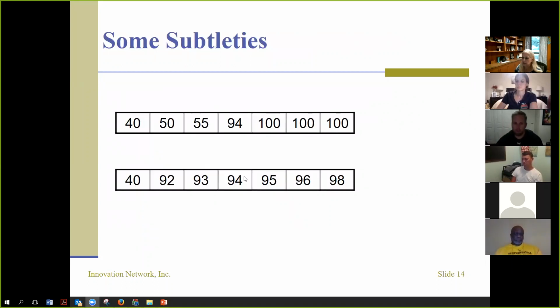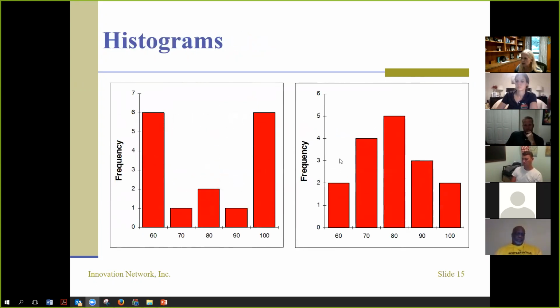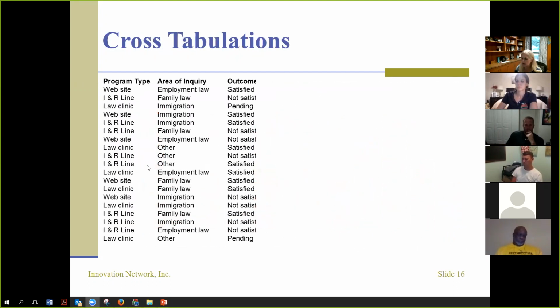And in the same case, you still have a median of 94, but look how different your numbers actually are. So your average would be substantially different. Okay, so they show you the average 81, average 87. A histogram is very much just a chart that you chart the frequency. I'm not going to walk you through all these.